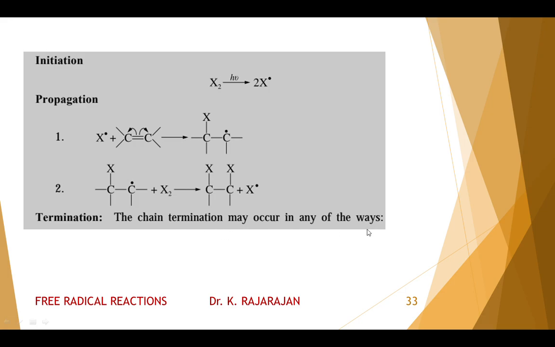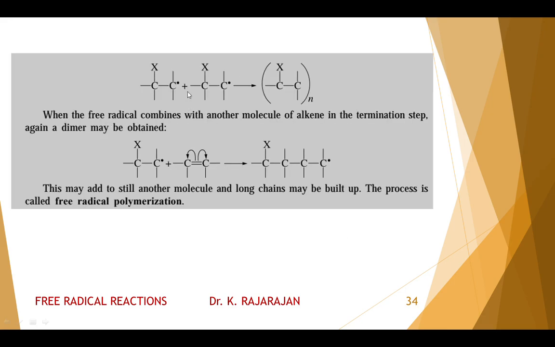The chain termination may occur in any of the ways as shown. So here you are seeing how the termination of the radicals is affected. Here you can see two free radical molecules are combined together so that it will form a dimer molecule like this, and here the free radical character is getting lost, so that we can call this the termination reaction. When the free radical combines with another molecule of alkene in the termination step, again a dimer may be obtained.